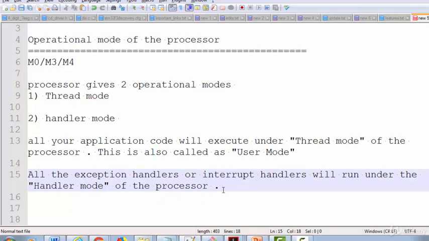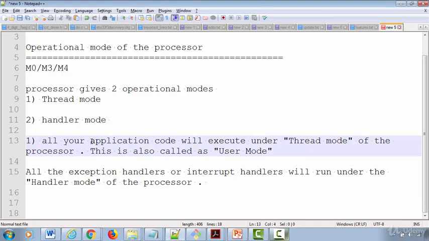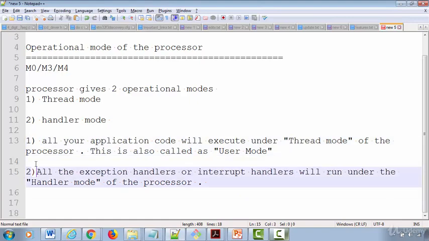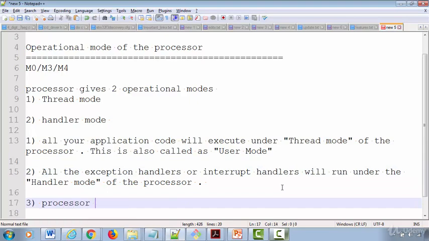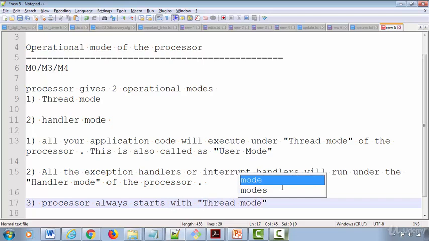Okay, so that means physically the core of the processor will give you two modes. Okay, one is thread mode and another one is handler mode. All right, so now this is point number one, this is point number two. So now point number three is the processor always starts with thread mode. Okay, so that means the processor by default starts with thread mode.